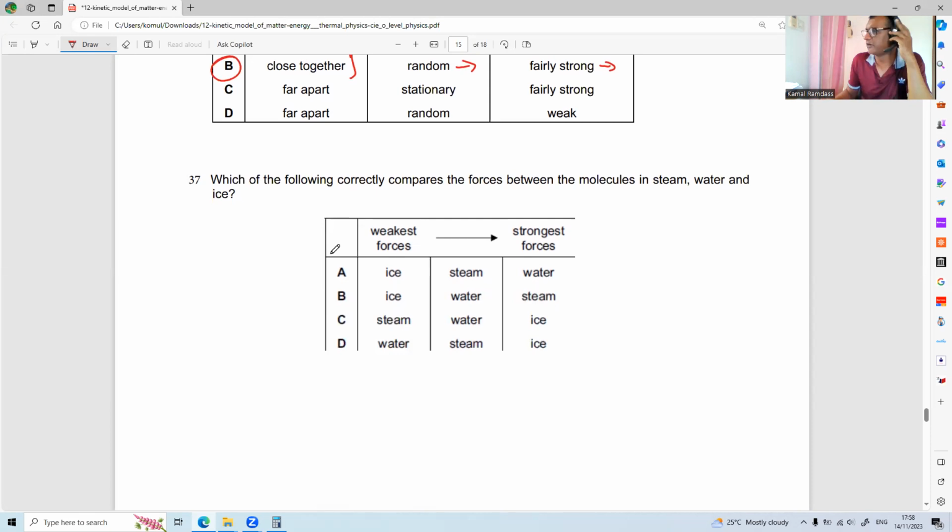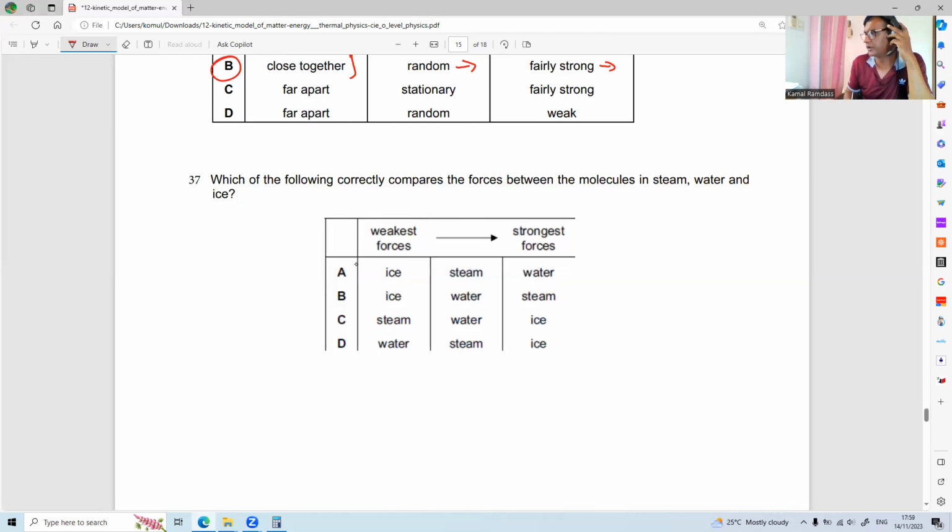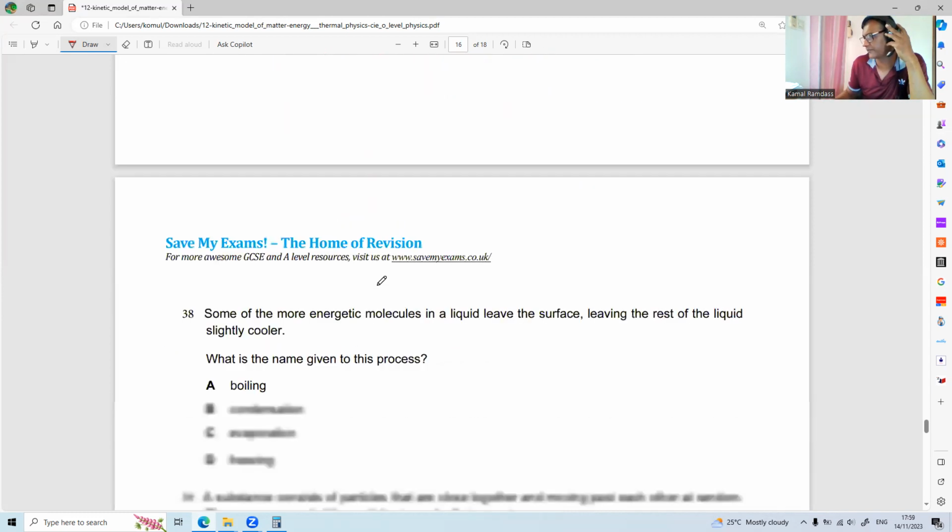Which of the following correctly compares the forces between the molecules in steam, water, and ice? The forces between the molecules: weakest force is in steam. After steam, you bring water. After water, you bring ice. The attractive forces increase in this direction, from the weakest force to the strongest force. Solids have the most attractive forces.